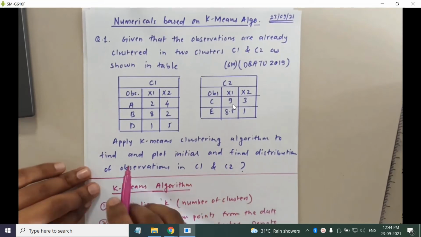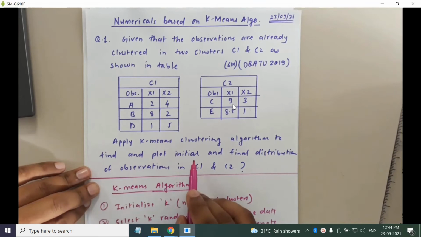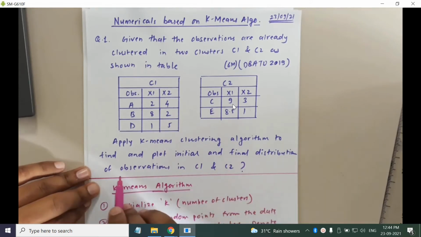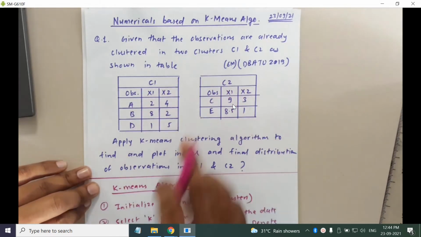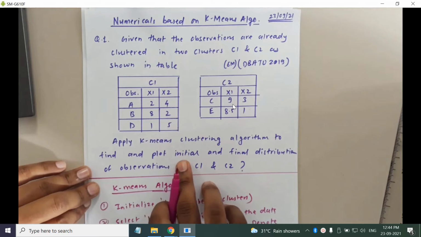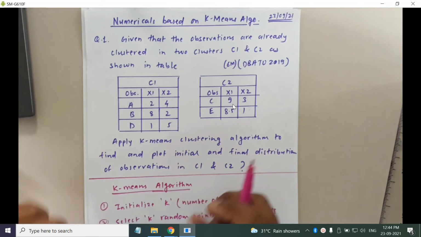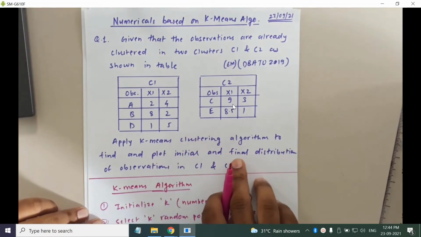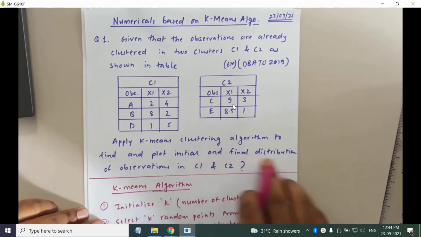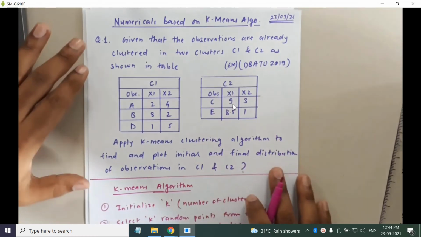The question is, apply k-means clustering algorithm to find and plot the initial and final distribution of observations in C1 and C2. So you have to plot these points, that would be your initial distribution. Then apply the k-means clustering algorithm. So there will be updation in the grouping, and at the end you show the final distribution of the observations. So the problem is clear to you?